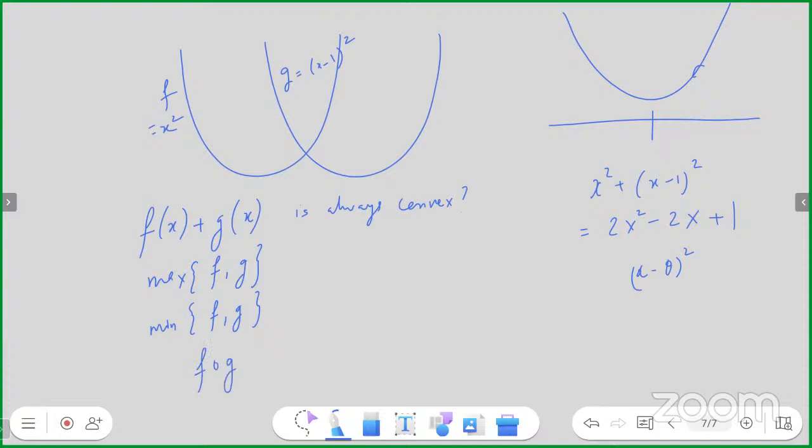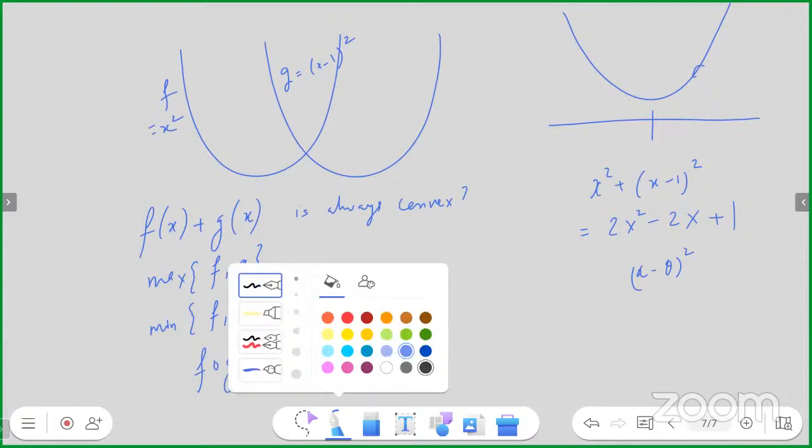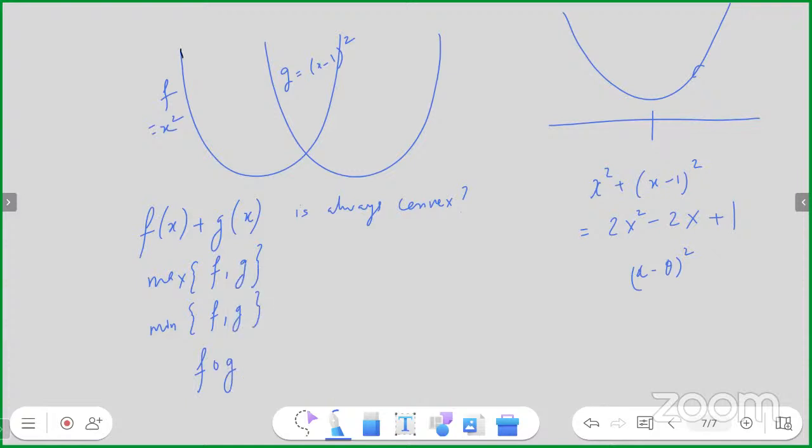Okay, what will happen? This example is actually illuminating. What will happen in minimum? Let's take, I will go like this, right? This is what min looks like. So clearly not convex. What will the max look like? Just this part. This will be the max of it.